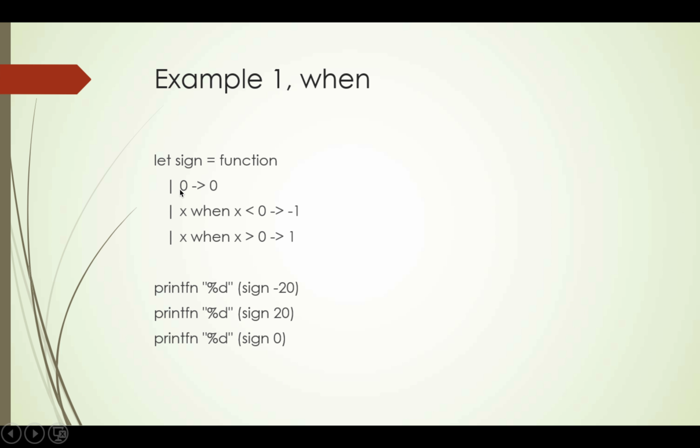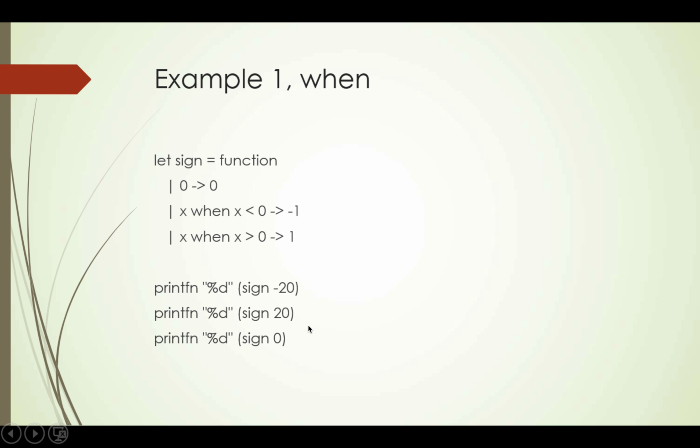Alright, let sign equal function. So if we're passing through a 0, then it returns 0. If whatever we're passing through x, when x is less than 0, then it's going to print a negative 1. And then whatever x is, when x is greater than 0, we're going to print a 1. So let's see here. Printf %d sign -20. So we're going to pass that through, and it's not 0, so this isn't going to work. And it says when x, which is -20, when x is less than 0. So -20 is less than 0, so we're going to print -1.